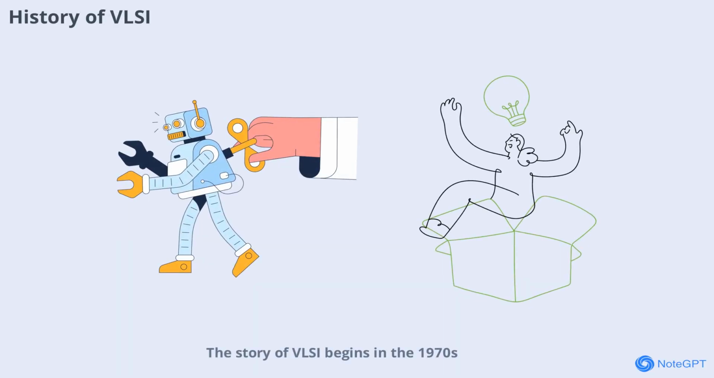The story of VLSI begins in the 1970s, when engineers sought ways to pack more functionality into smaller chips. Early integrated circuits contained only a few thousand transistors. With the advent of VLSI, this number skyrocketed, enabling the creation of complex microprocessors and memory chips. This leap in integration paved the way for personal computers, smartphones, and countless digital devices. Understanding the history of VLSI helps us appreciate how far technology has come and sets the stage for future innovations.